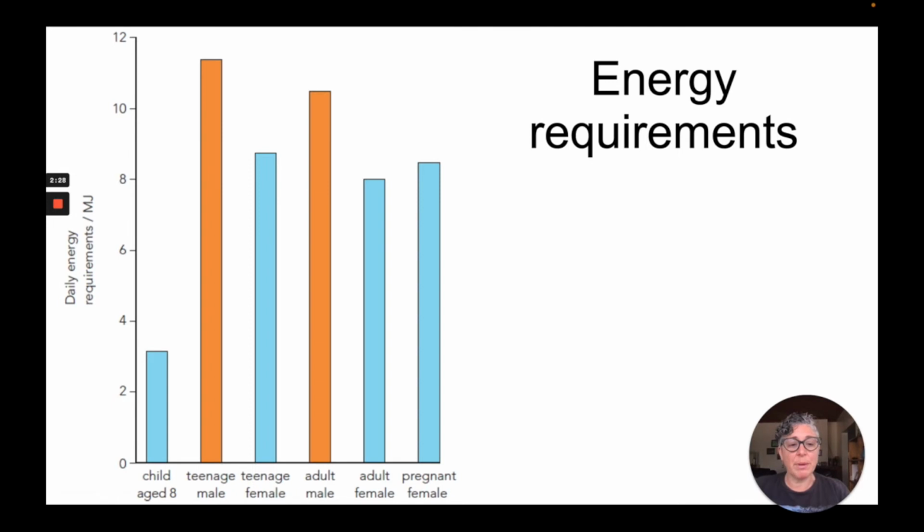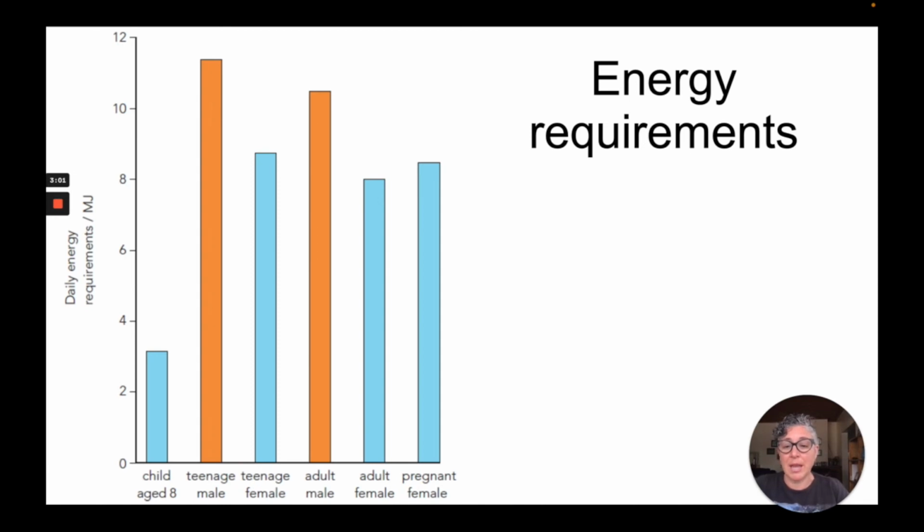So let's talk about the energy requirements that are needed. And so if we look at this particular graph, we see that on the y-axis we have daily energy requirements, and then we have various different types of people on the x-axis. So we have a child age 8, which is a female because it's in blue. So we can compare that to a teenage female and an adult female, and we can see that depending on the age, there is a different requirement for energy.